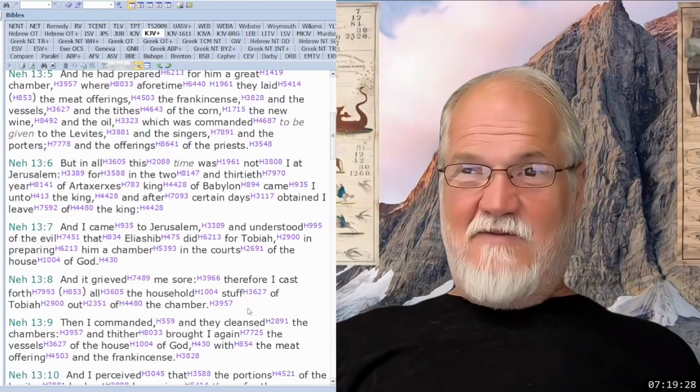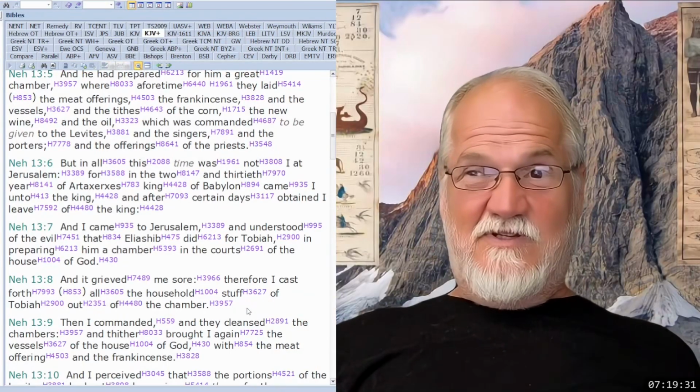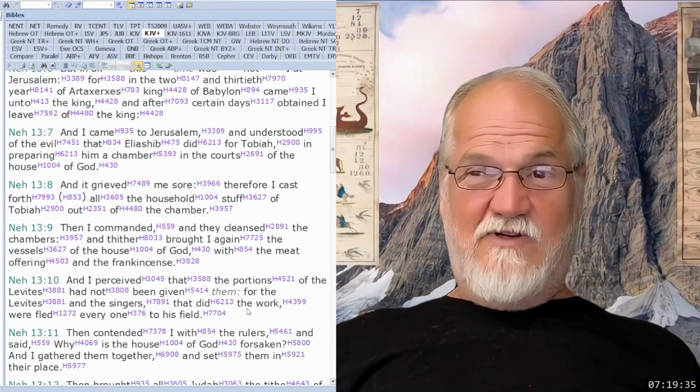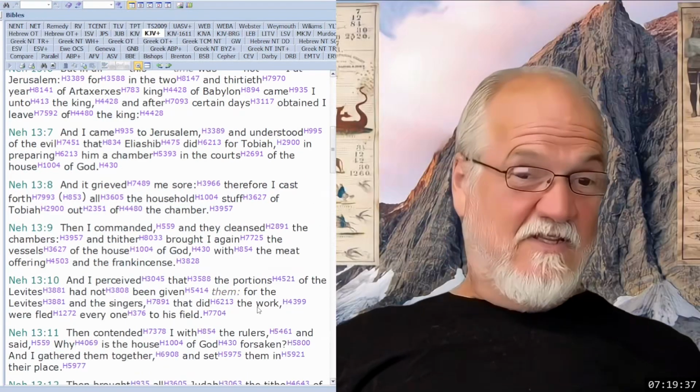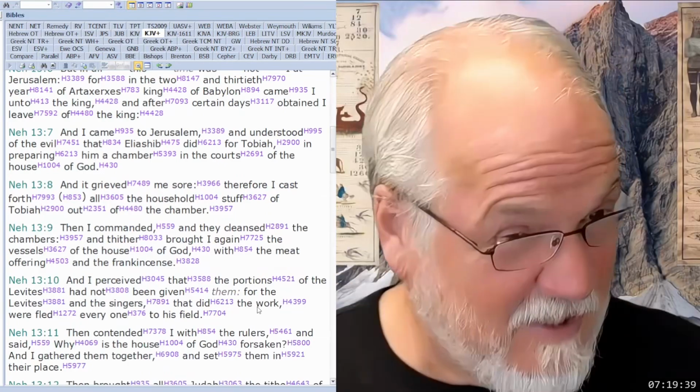I don't know if there's some symbol in that. Okay. And then I commanded, and they cleansed the chambers, and thither brought I again the vessels of the house of God with the meat offering and the frankincense. So obviously this could symbolize something, particularly what?